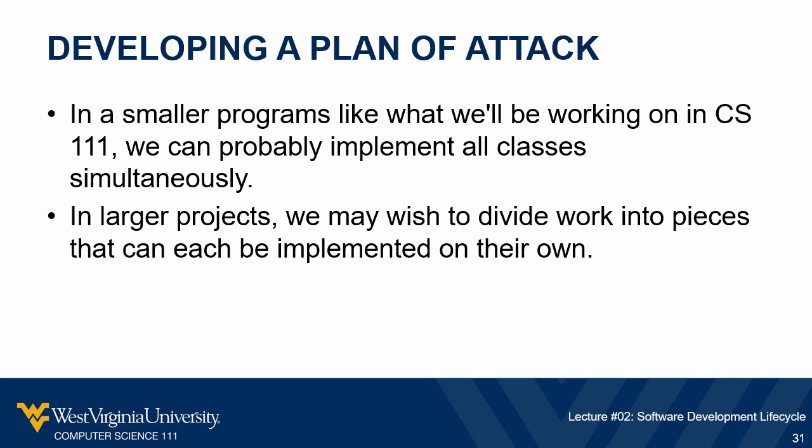A big part of the implementation of a program is figuring out how we're actually going to go about implementing our solution. This is something that's going to vary depending on the size of the project that you're working with. For smaller programs like we'll be dealing with here in CS111, where you don't have a whole lot of code to write and it's just one developer, it probably makes sense for you to do everything more or less together. Maybe you write up one class, then you write the next class. Maybe you're doing a little bit of back and forth work between the classes.